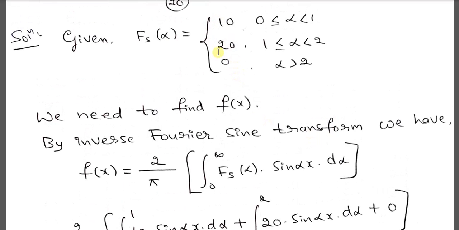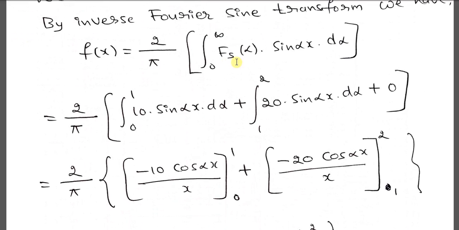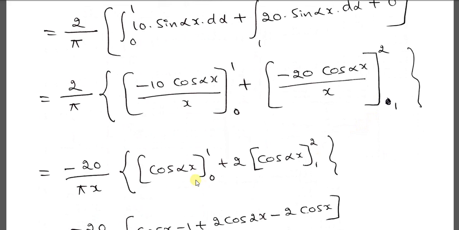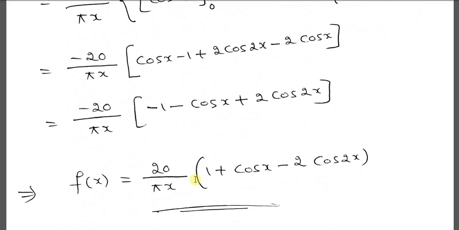But the function has three sub-functions: 0 to 1 it is 10, 1 to 2 it is 20, and for alpha greater than 2 it is 0. Therefore, we will split: 0 to 1 it is 10, 1 to 2 it is 20, and in other cases it is 0. And we have only one function because 10 and 20 are constants. So integration is very simple. Integration of sine is minus cos, and in the first case the limit is 0 to 1, and in the second case the limit is 1 to 2. So apply upper limit minus lower limit. Simplify, and you get the answer as 20 by pi x into 1 plus cos x minus 2 cos 2x.